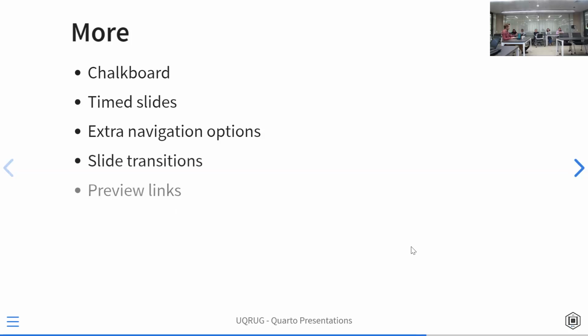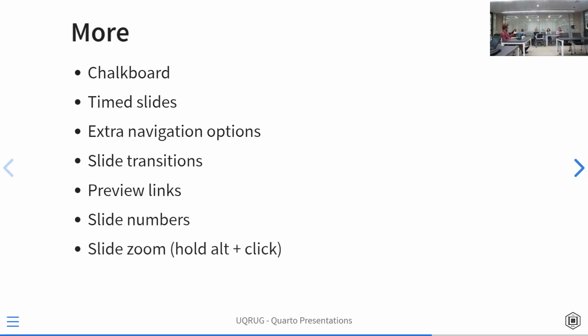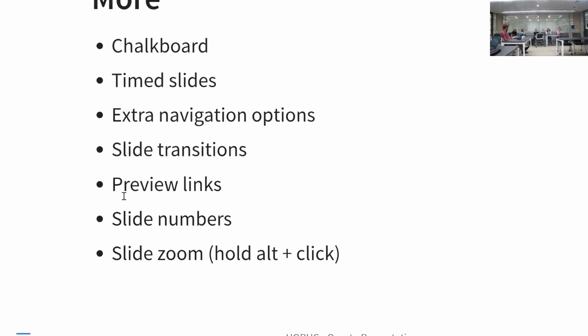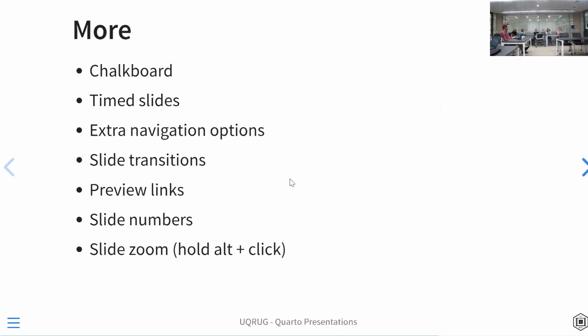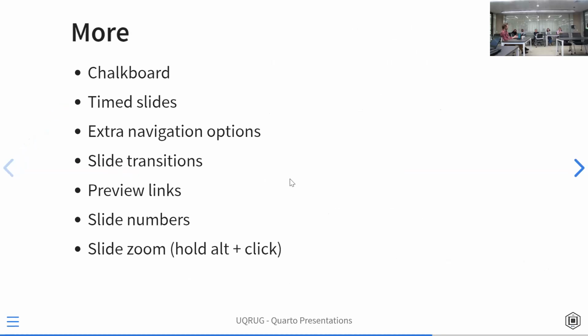You can have funky slide transitions. You can make it so that when there's a link, it previews the link instead of taking you to the website. You can add slide numbers. You can zoom in on slides. So if I hold down Alt and then click somewhere, it zooms in, which is kind of nifty. Probably should have done that when I had an image on the screen or something interesting to look at. But anyway, you can also attach videos in. Because this is an HTML website, you can easily embed YouTube videos or videos on your website or from wherever.